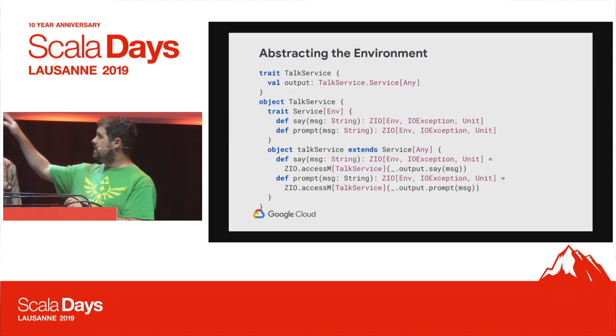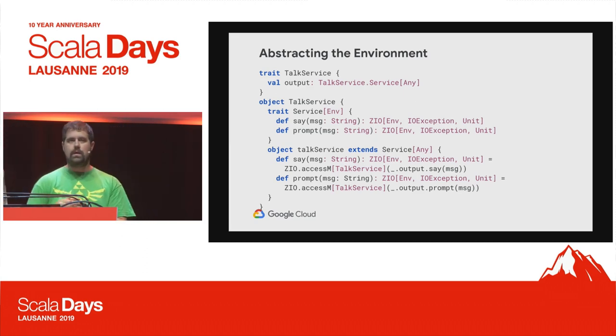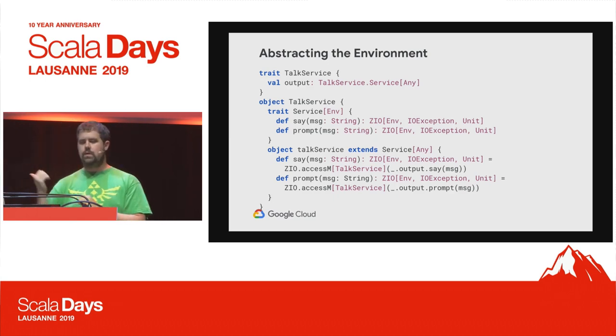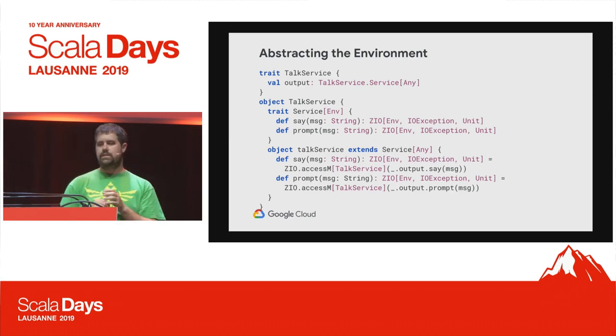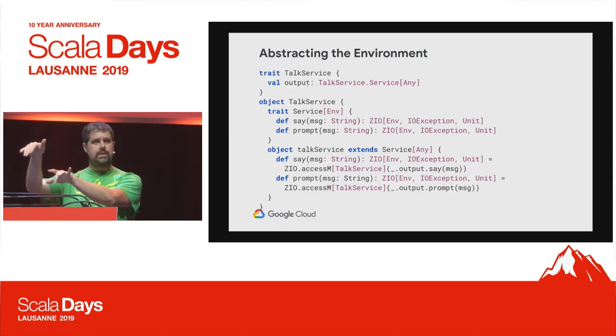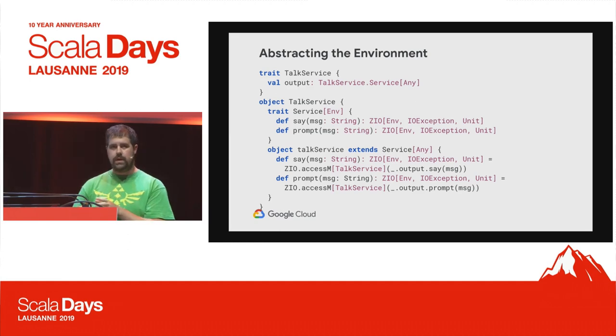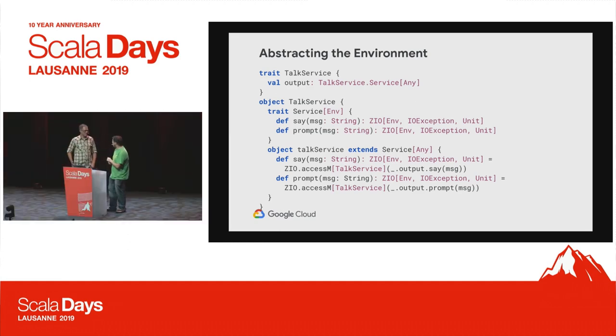And then I have this convenience method down here that users of TalkService will use. The way that code reads is basically that anytime someone calls say, it's going to look up the implementation and actually run it. All right? This is boilerplate. This is what I would say is possibly the ugly gunk of ZIO.